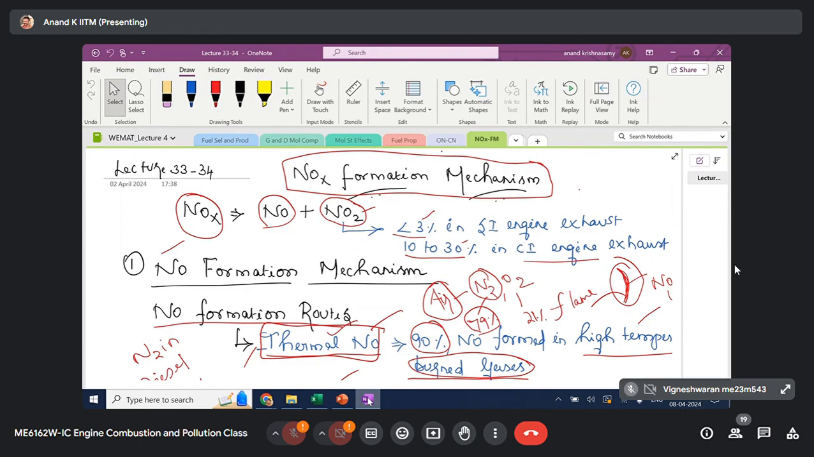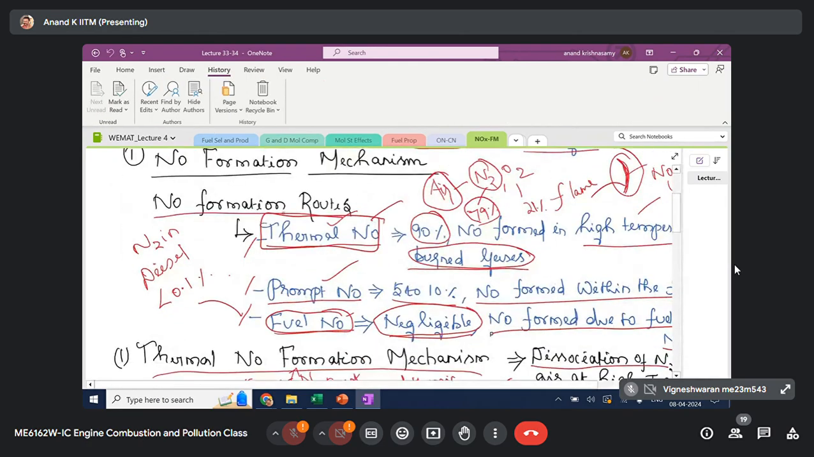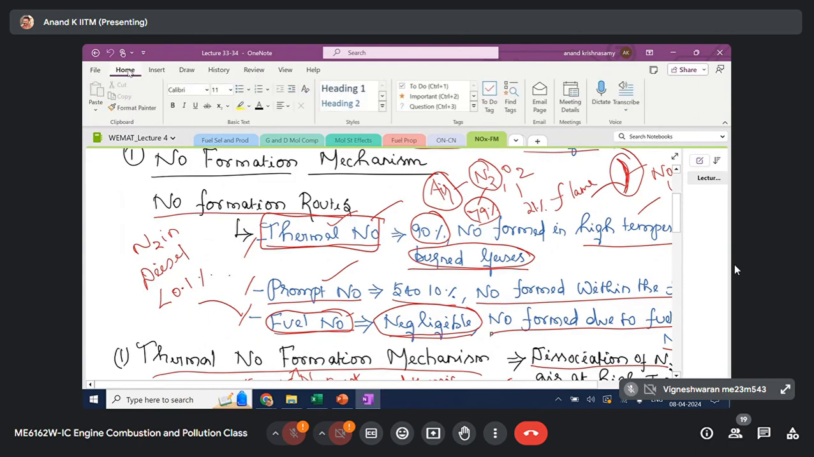So we have here these two species, NO and NO2. We are going to see the pollutant formation mechanism for NO and NO2. For NO, there are three routes, as we have discussed. There are three ways by which NO can form in an internal combustion engine, both SI and CI engine. The first one is the major, dominant one. This is thermal NO, wherein around 90% of the total NO is formed through this thermal route.